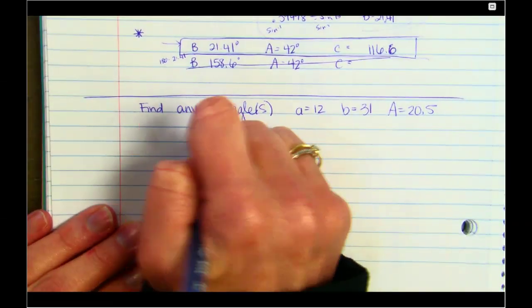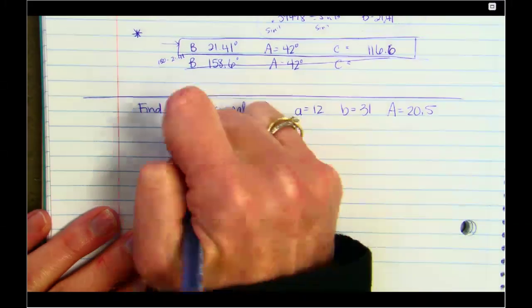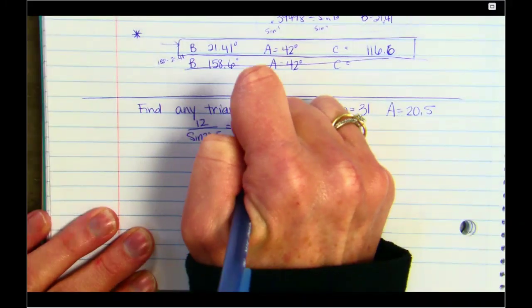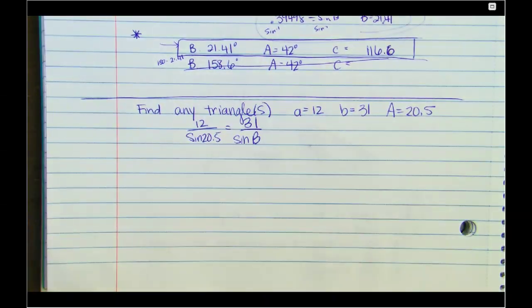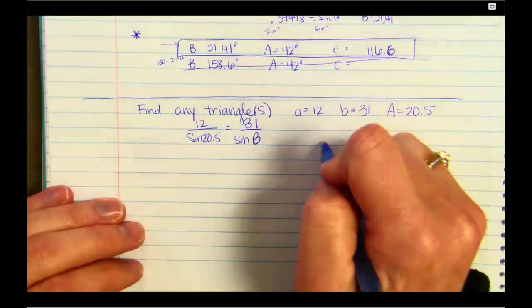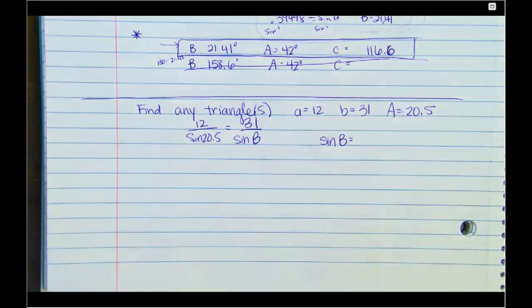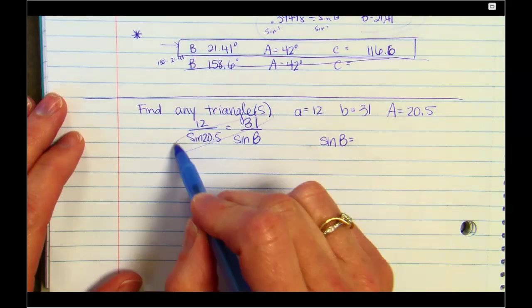So 12, if I put 12 on the top, what goes on the bottom? Sine 20.5. Okay, so then 31 has to be on the top and sine of B is on the bottom. And I would suggest keeping it sine of B because you're going to be throwing a lot of angles around. You've got to know what's going on. So go ahead and find the decimal for sine B. Get to the point where you're at sine B equals. Can't remember from yesterday, cross multiply.